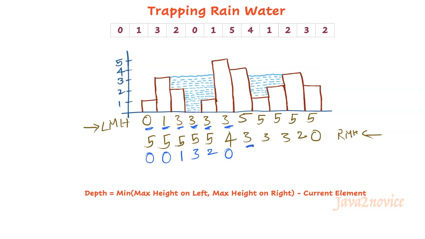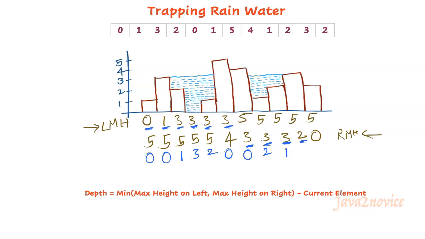5, 3, 3 is minimum number. 3 minus 4, negative number, again 0 here. 5, 3, minimum is 3. 3 minus 1, which is 2, 2 units of water depth here. 5, 3, 3 is minimum, current element is 2. 3 minus 2, 1 unit of water depth.